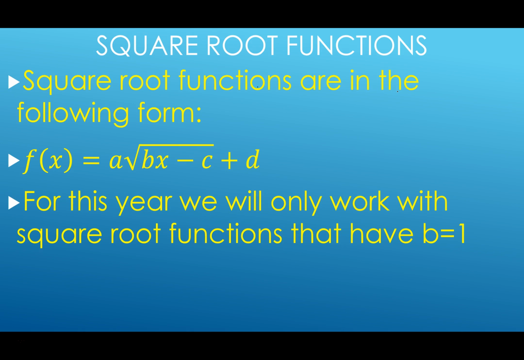So the square root function will look like this. f of x equals a times the square root of bx minus c plus d. Technically, there could be a number multiplying with the x there. That is a valid function to worry about. For this particular year, though, in our Algebra 2 class, we're not going to focus on the b value. We're going to assume b is 1 and just really deal with f of x equals a square root of x minus c plus d. We're not going to worry about a b value.